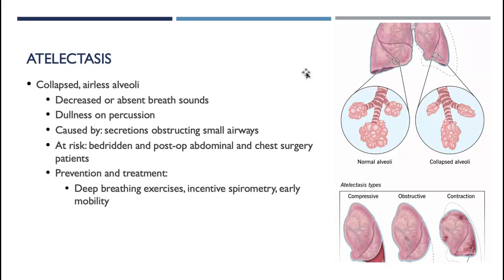As we've talked about before, patients who are at risk of this are going to be post-op patients, specifically abdominal or chest surgery patients, or patients who are not ambulatory very much. And of course, as we've talked about multiple times, our prevention and treatment is going to be deep breathing exercises, incentive spirometer, and early ambulation.